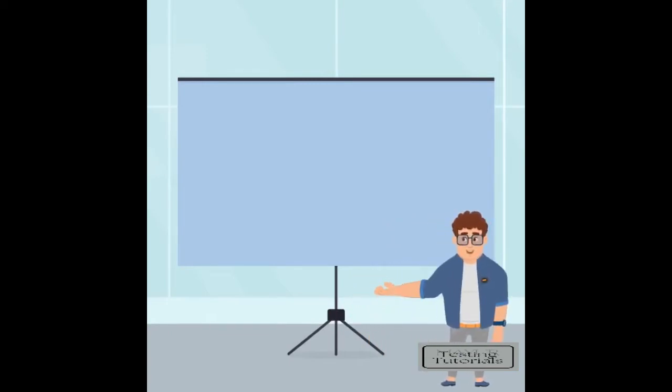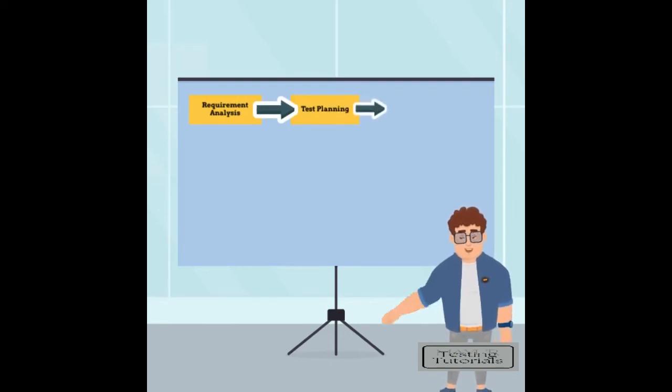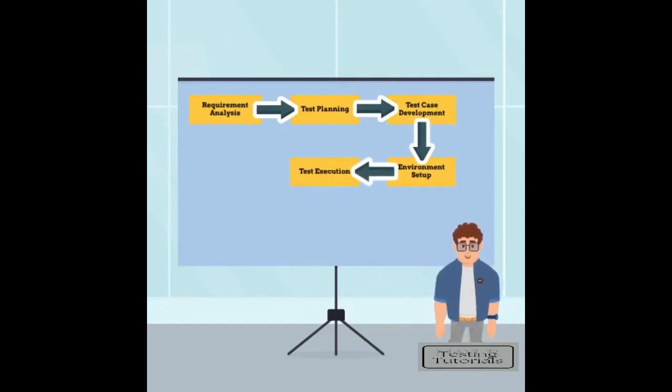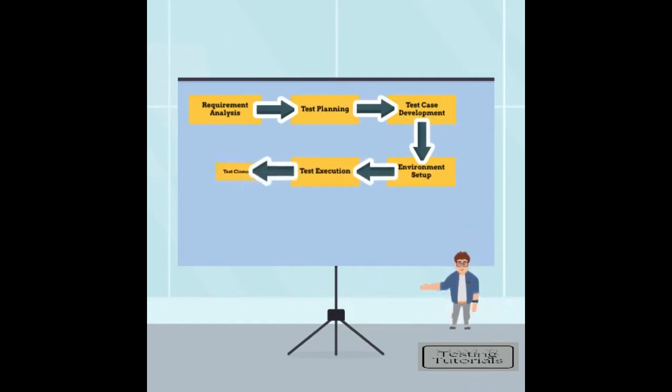Let's look at the different phases of software testing lifecycle. The first phase is requirement analysis phase, followed by test planning, then test case development, then environment setup, then test execution, and finally test cycle closure. Let's understand these phases in detail.